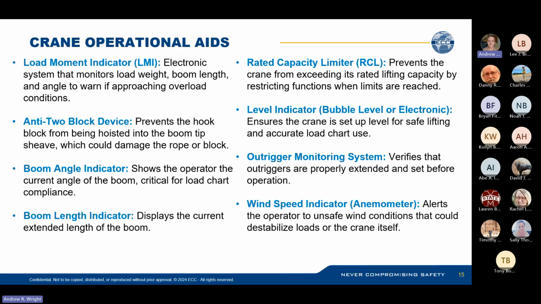Outrigger monitoring systems verify that the outriggers are properly extended and set before operation. Wind speed indicator, or anemometer, alerts the operator to unsafe wind conditions that could destabilize the load or the crane itself.